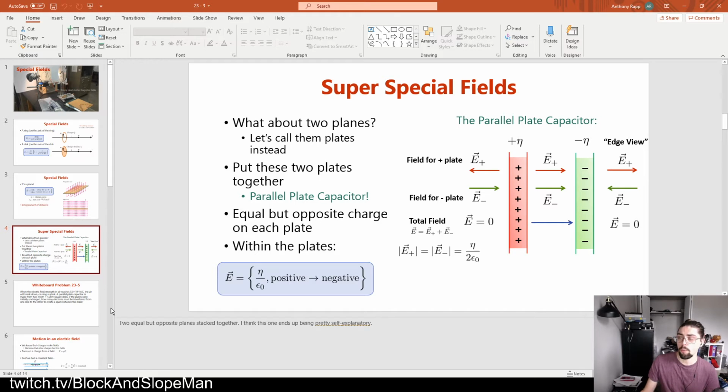So it's a really useful one though. We'll keep coming back to this and we'll keep using this because this is a fantastic way of generating a constant electric field of a certain magnitude, and capacitors, it turns out, we build a lot of them. So this is not an unreasonable thing for us.